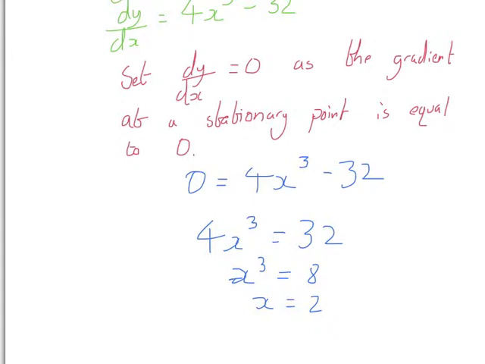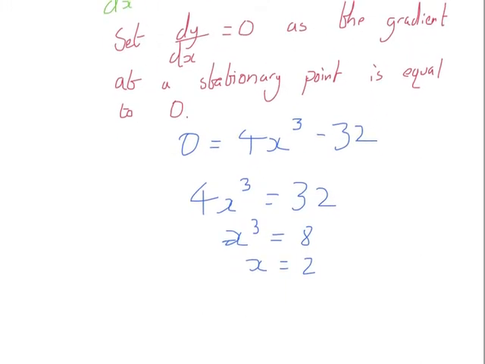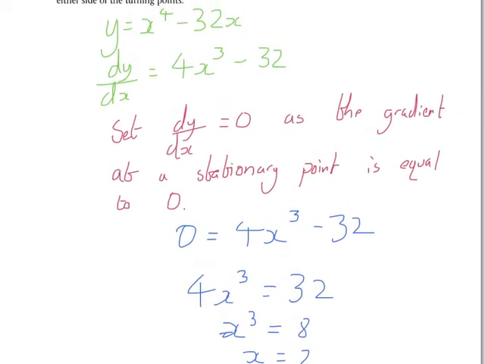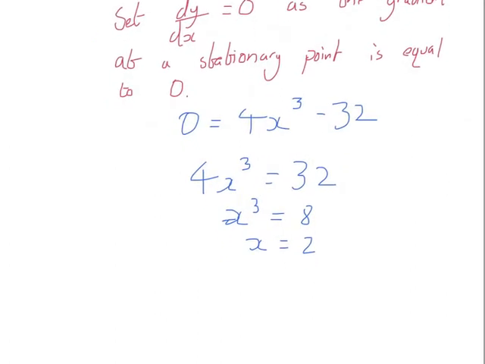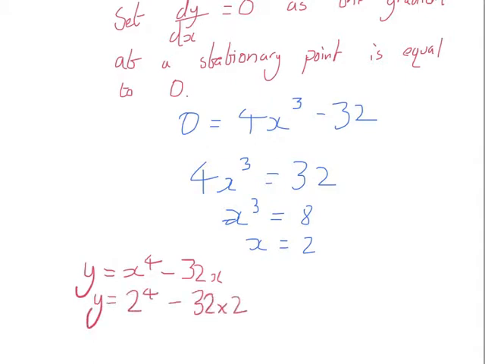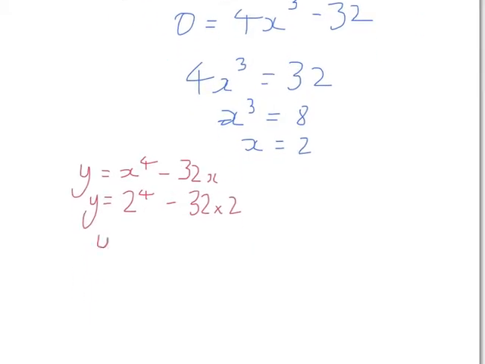So to find the coordinate of this stationary point, we need to take our value for x of 2 and substitute it into our original y equation. So our original y equation is x to the power 4 minus 32x. So y equals 2 to the power 4 minus 32 times 2. So the y is equal to minus 48. So our coordinate for our stationary point is (2, minus 48).